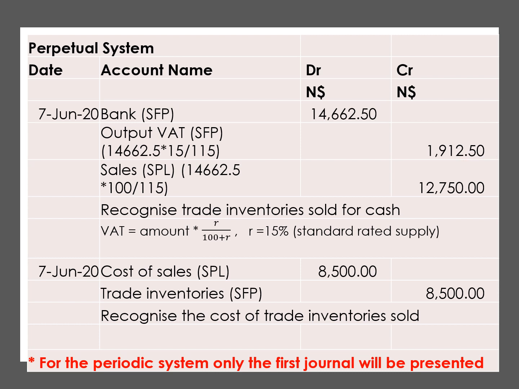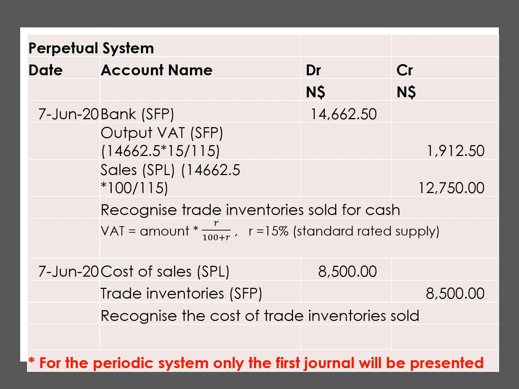To calculate the sales amount, you can deduct the output VAT from the total sales price inclusive of VAT, or you can use the VAT fraction formula, whereby the sales value is equal to the inclusive amount times 100 divided by 115. Therefore, the answer that you get for the sales value exclusive will be 12,750.